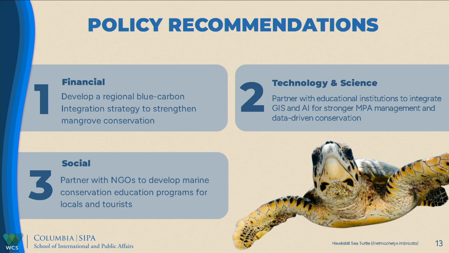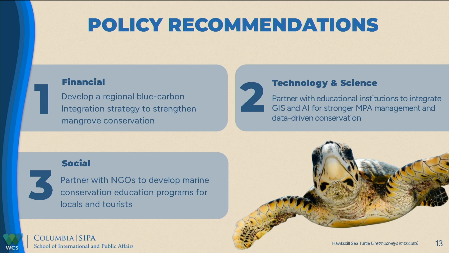So building on what we have learned, we developed our 10 policy recommendations, which we divided into 3 categories: financial, technology and science, and social. For financial, for example, we believe that developing a regional blue carbon integration strategy to strengthen blue carbon ecosystems, mangroves and salt marshes, is important, because these countries haven't yet used carbon finance to support these rich ecosystems. And these ecosystems are not only important for carbon storage, but they also help countries fight climate change impacts such as sea level rise, and they provide important habitats for endangered species.